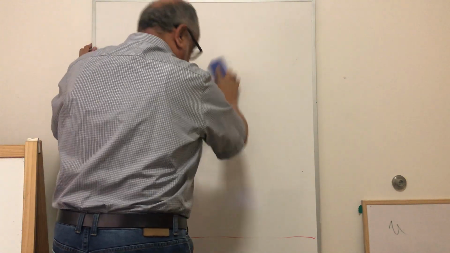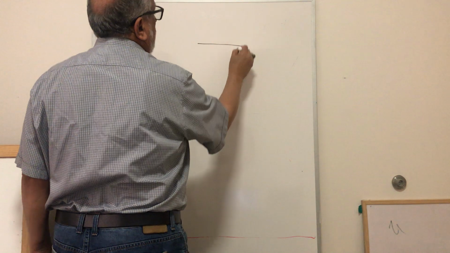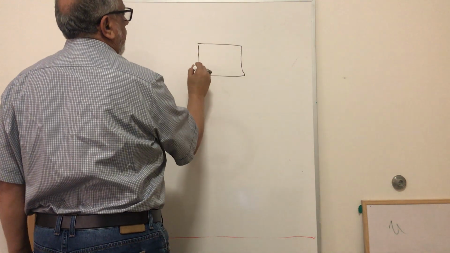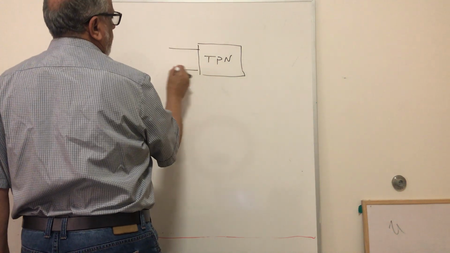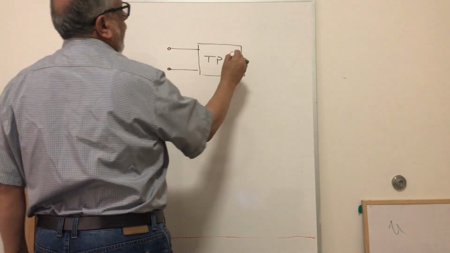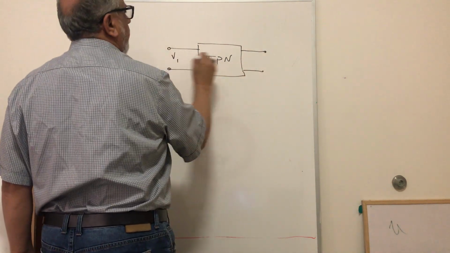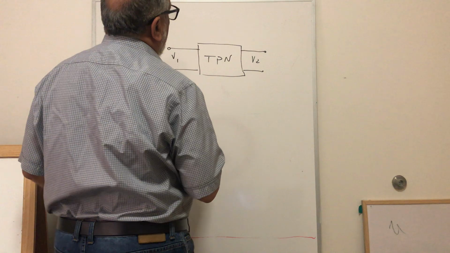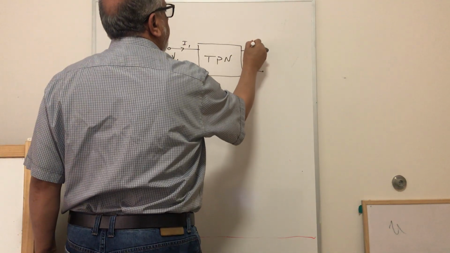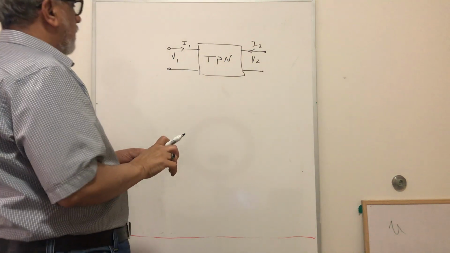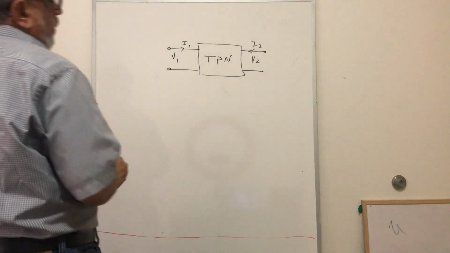Let's say we have a two-port network. This is the first port, and this is the second port. Let's say this is V1, and that is V2, and the current here is I1, and the current here is I2. We'd like to characterize this two-port network using Z parameters.